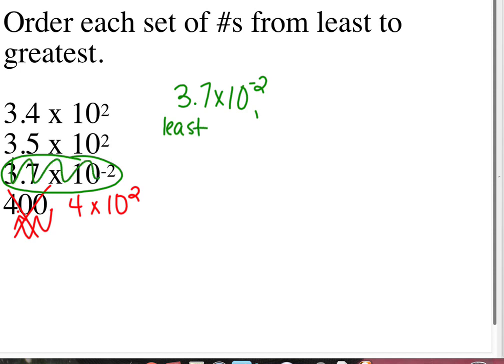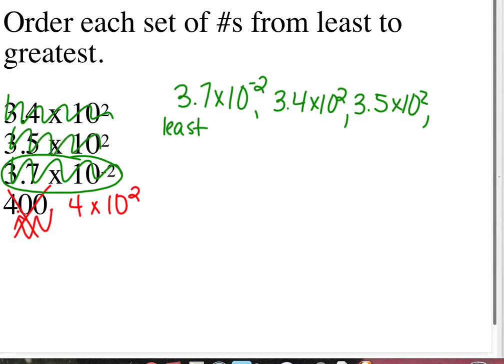Okay? He goes away. Now they all have 10 to the second power, 10 to the second power, 10 to the second power. So now we just get to look at the numbers. I've got a 3.4, I've got a 3.5, and a 4.0 or a 4. Who would be the smallest? This guy. Next. And then the biggest guy? Uh-oh, I'm almost out of room. This one is the greatest.